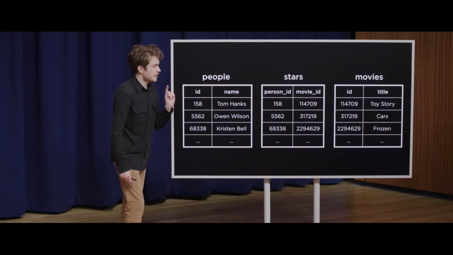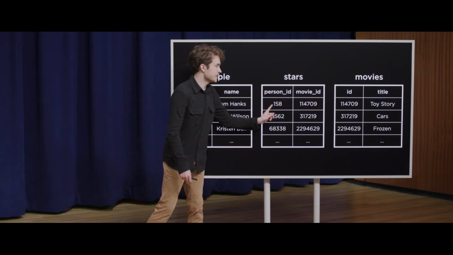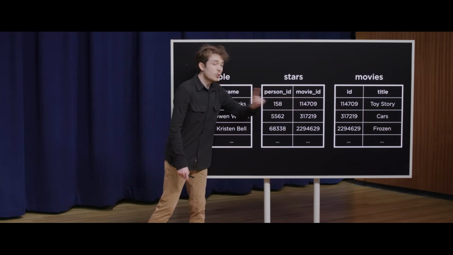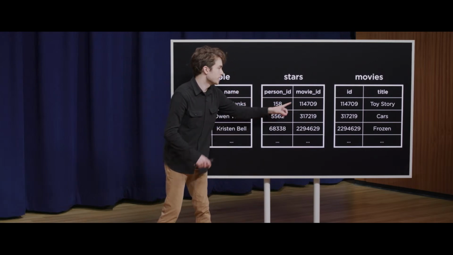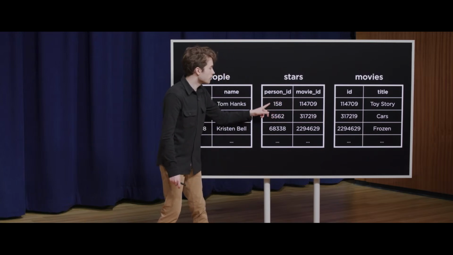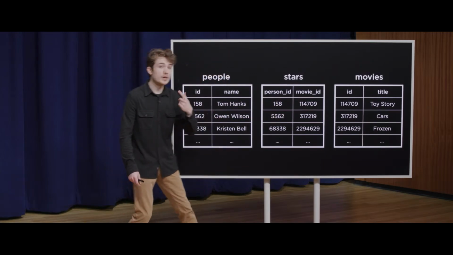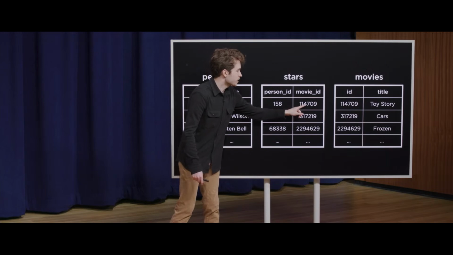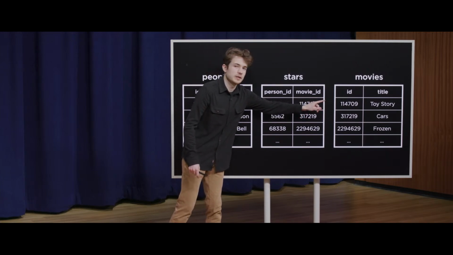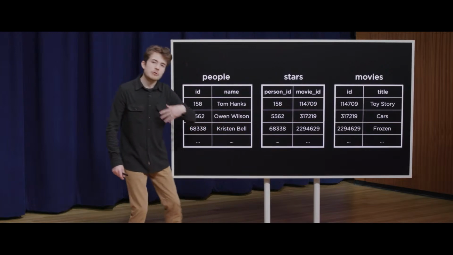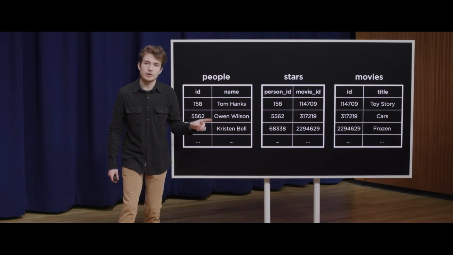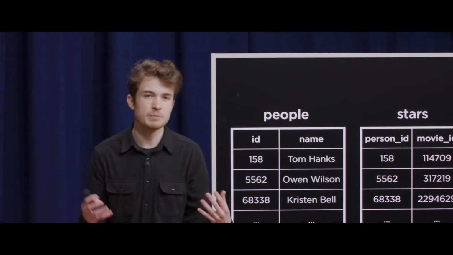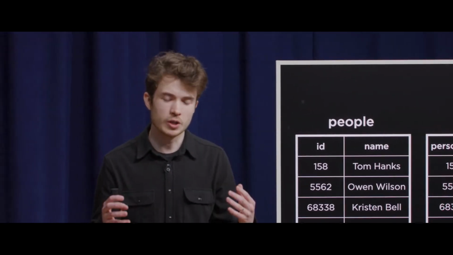And if we look at this table, I could see that if I see person ID next to some given movie ID, well, it means that the person with this ID has starred in, played a role in this movie here. We see person 158, let's see, Tom Hanks, was in the movie ID with 114709, or Toy Story, as we see in the movies table. And now knowing this, how could we figure out which movies Kristen Bell has starred in? If we know Kristen Bell's ID, what should we then do to find the movies Kristen Bell has starred in?